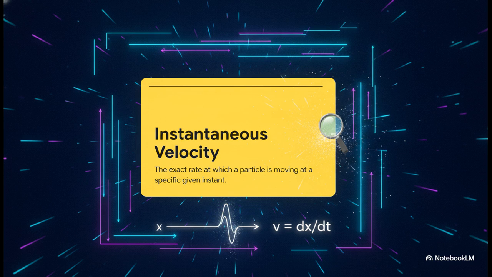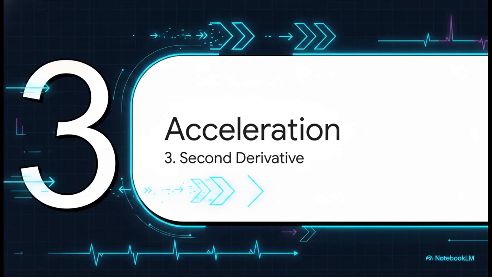To find this, we take that average velocity equation and we sort of zoom in to an infinitely small time interval. In calculus terms, we take the limit as the time interval approaches 0. This gives us the exact speed and direction at a specific given instant. Mathematically speaking, it's the first derivative of position with respect to time, which we write as v equals dx over dt. Up next is Section 3, the second derivative, acceleration.